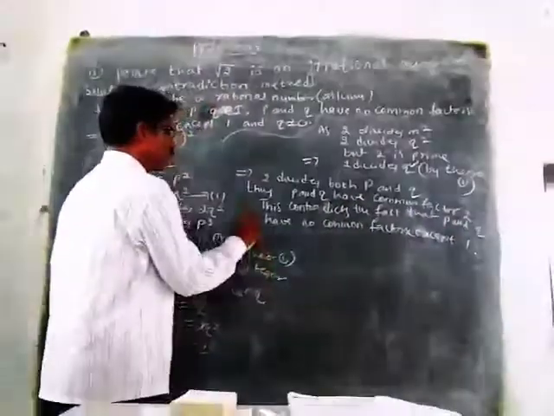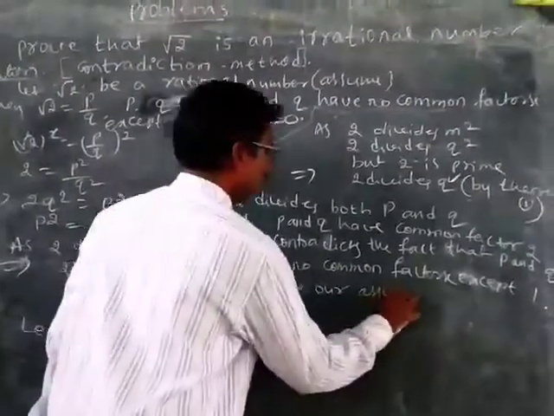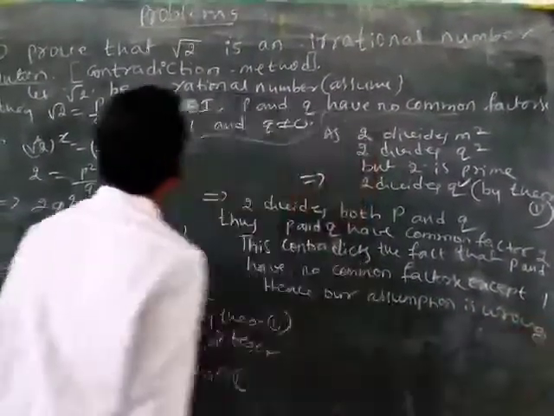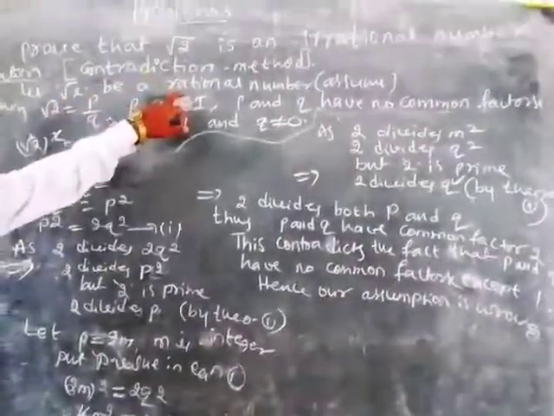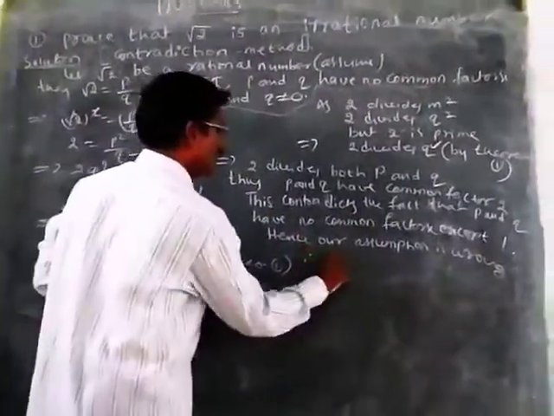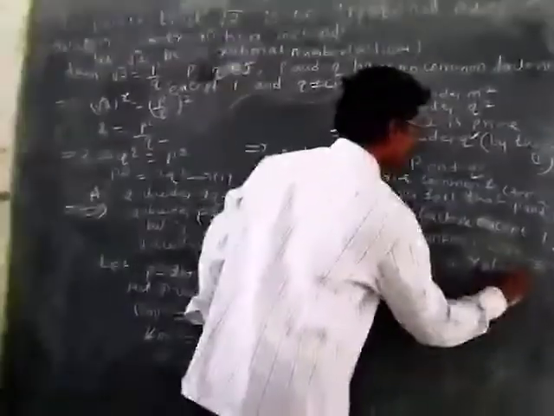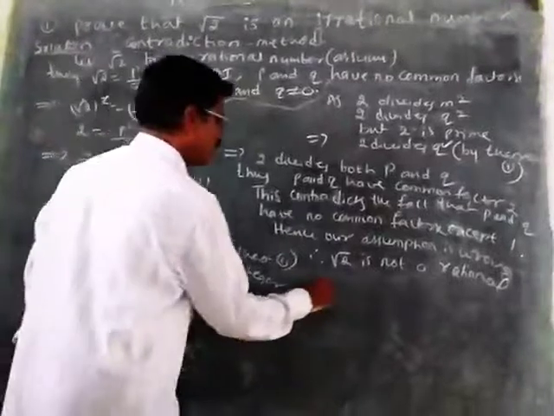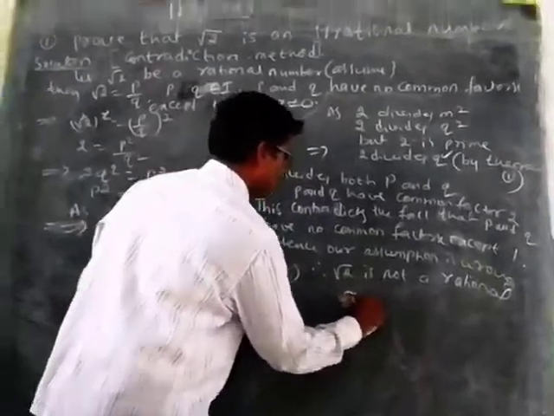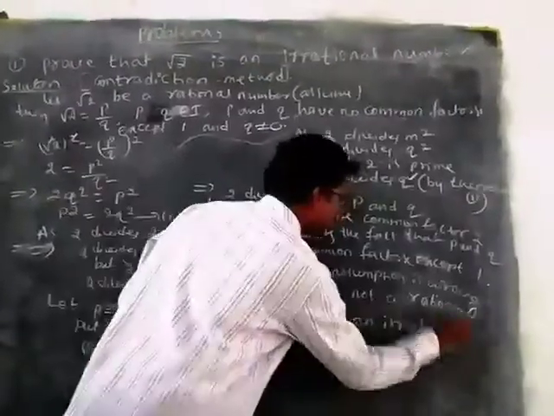Hence, our assumption is wrong. What assumption is wrong? That what we had taken, that root 2 is rational. Now our assumption is wrong. Therefore root 2 is not rational, therefore root 2 is an irrational number.